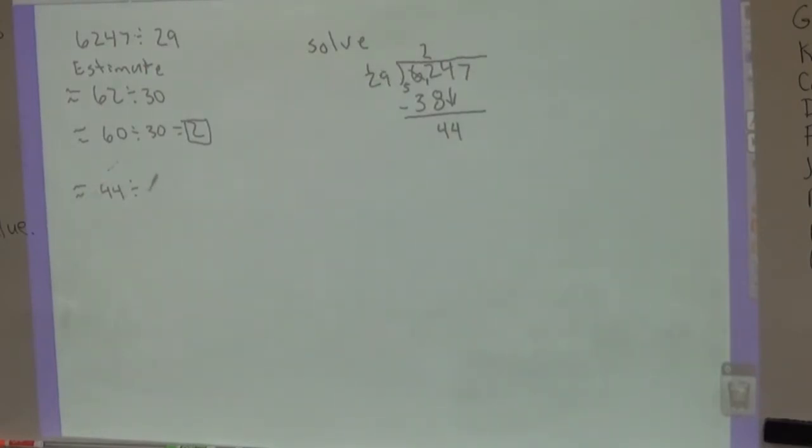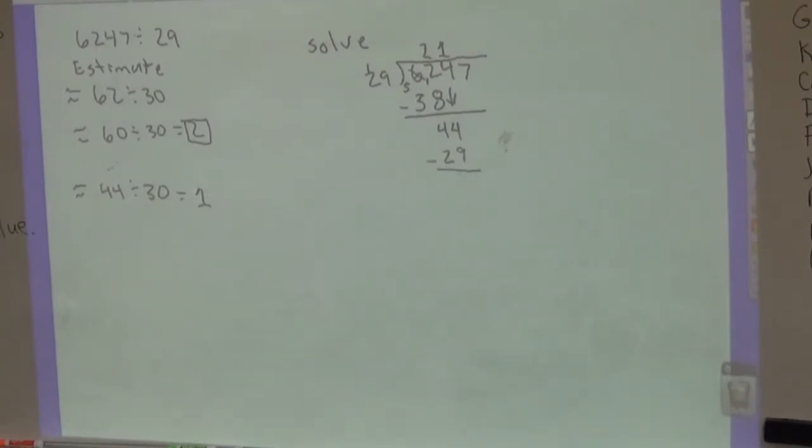So 44 divided by 30. We don't even have to go any farther on this estimation, do we? We know we're not going to make 2, because 2 times 30 equals 60. So it's only going to be 1. So we're going to try 1 in the tens place. So 1 times 29 equals 29.